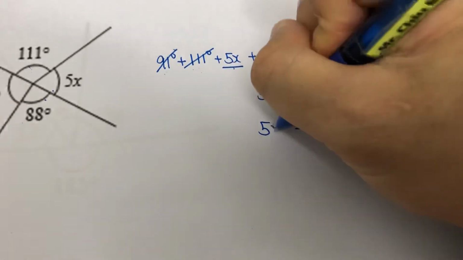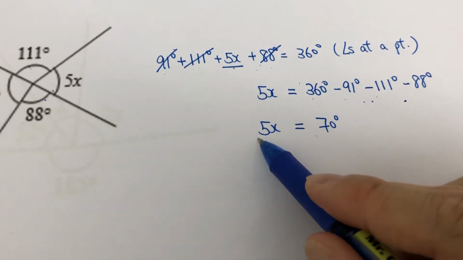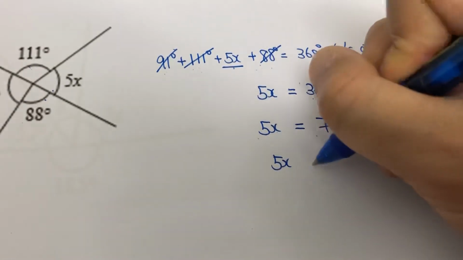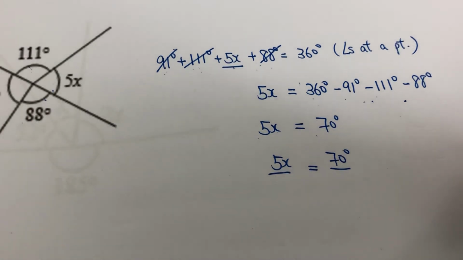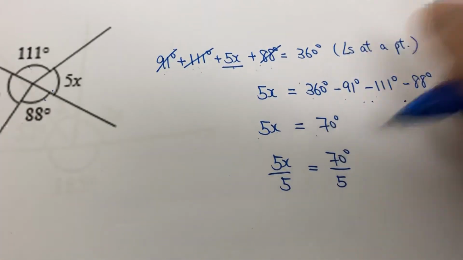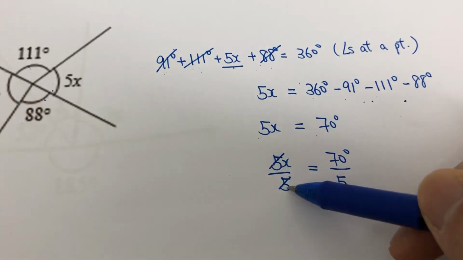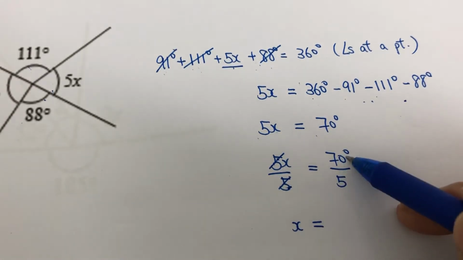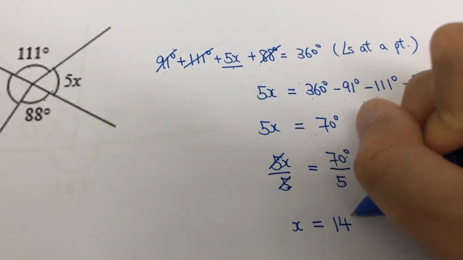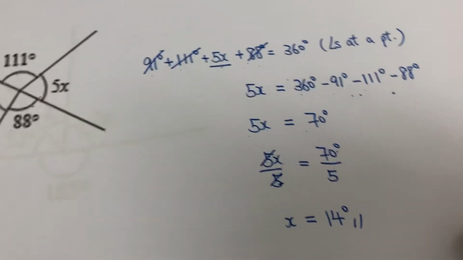So that means 5x equal to 70 degrees. But we want to know what is x. We have to get rid of the 5. Do you remember how? Yes. We're going to divide both sides by the same number. What should it be? It should be 5. If you divide both sides by 5, then the coefficient 5 and divided by 5 could cancel each other. So we have only x left behind. And on the other side, 70 divided by 5 becomes 14. So that x equal to 14. Alright?